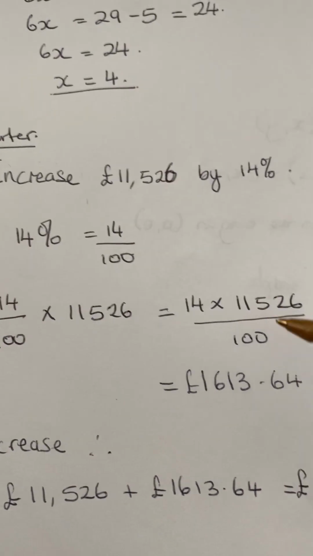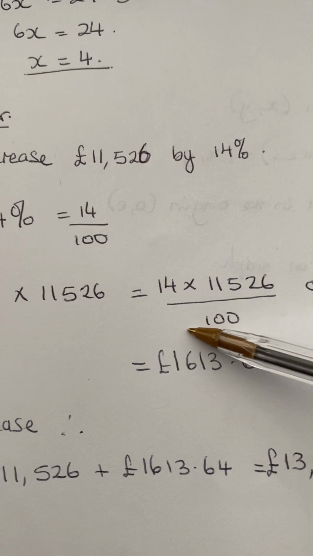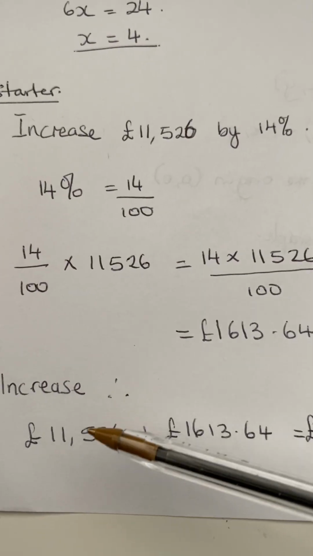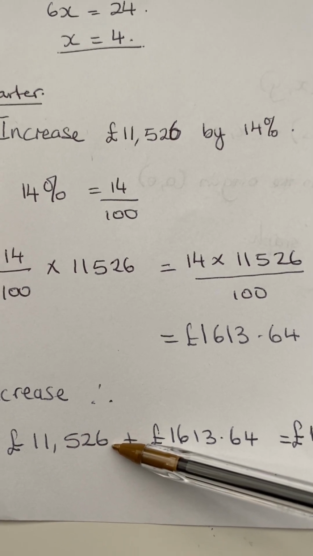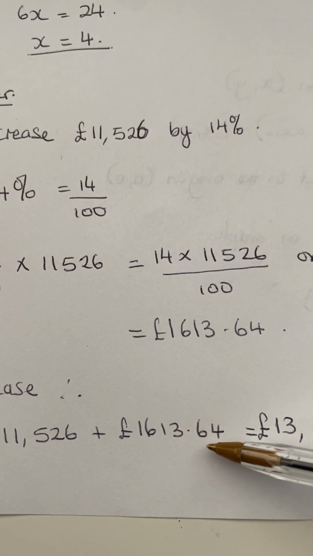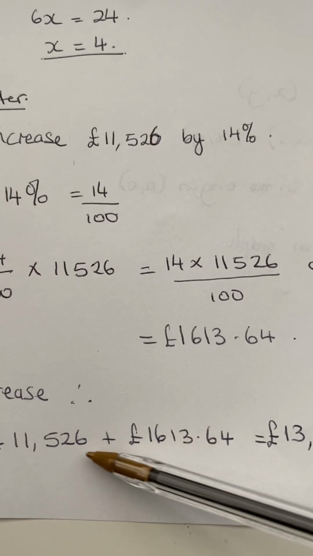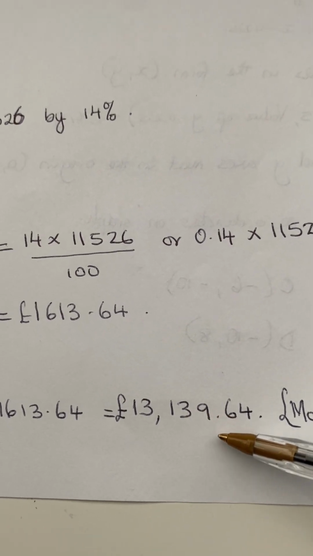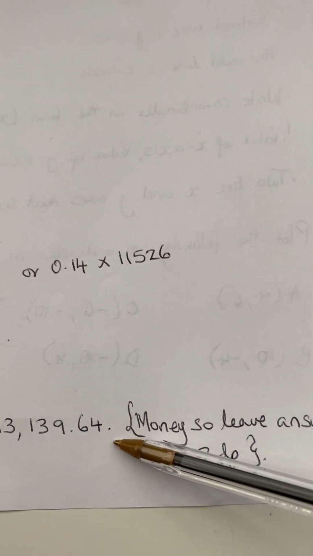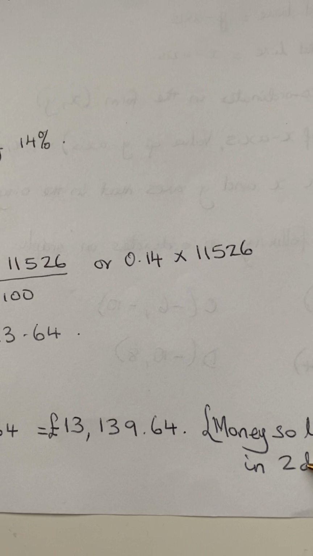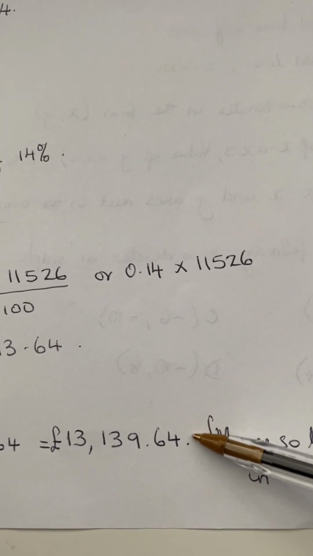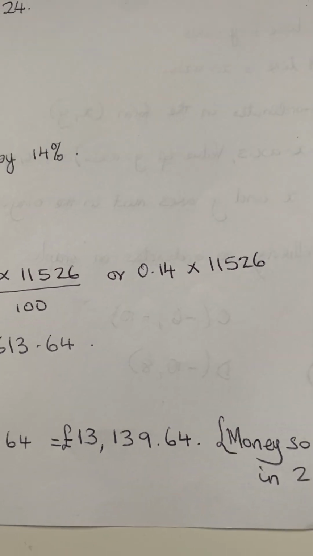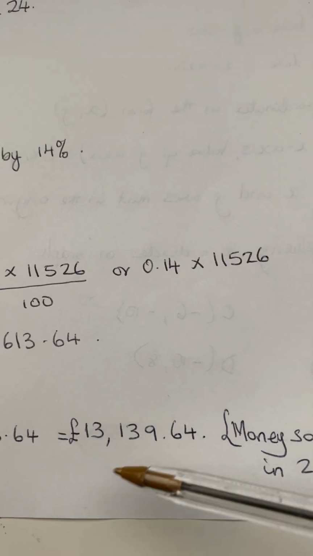Now it says increase, so this will be the increase. So we go back again and add this figure to 11,526. The increase will be 11,526 plus 1613.64. If you add both numbers on the calculator, you get 13,139.64. Because it's money, we leave it in 2 decimal places, not in 1 decimal place and not in 3 decimal places. We can have 99p, we can have 64p. So that will be our answer.